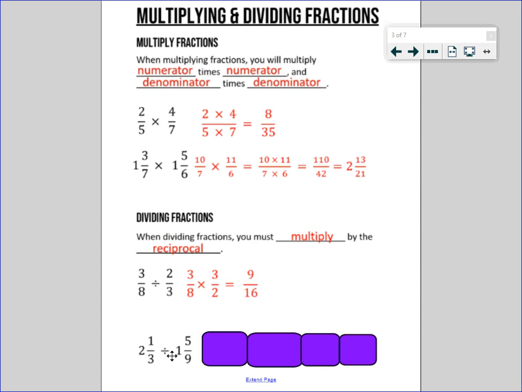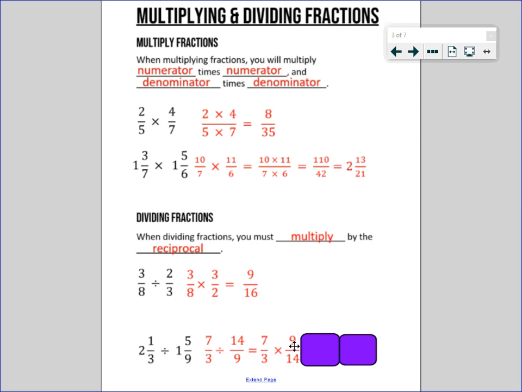Same thing with these, but you have to change it to an improper fraction first. So it'll be 3 times 2 plus 1, which is 7. Keep the denominator, which is 3. Divided by 9 times 1, which is 9, plus 5, which is 14, divided by 9. Then you're going to keep the first fraction, change it to multiplication, then flip the numerator and the denominator, so you get 9 over 14.